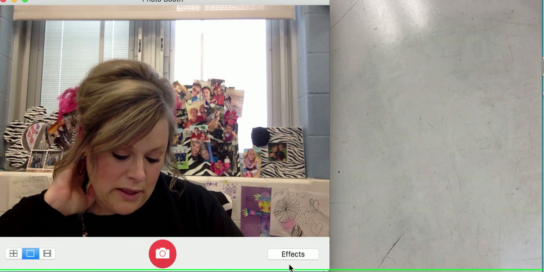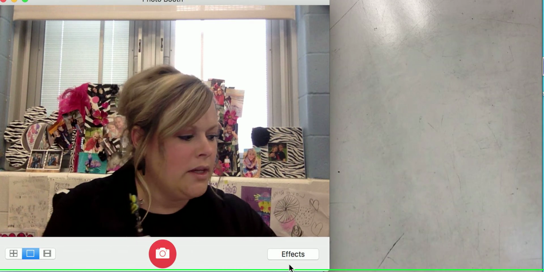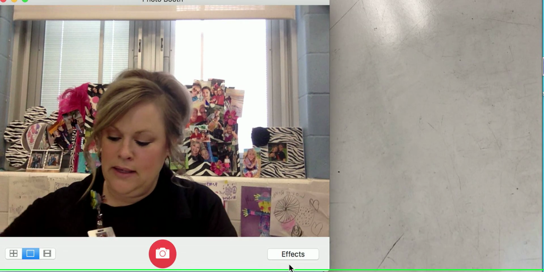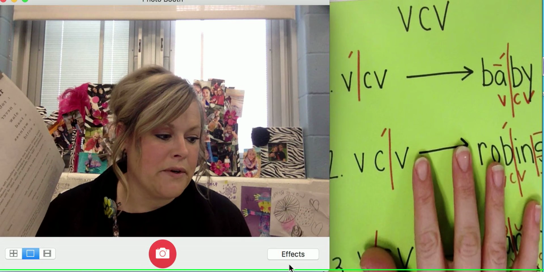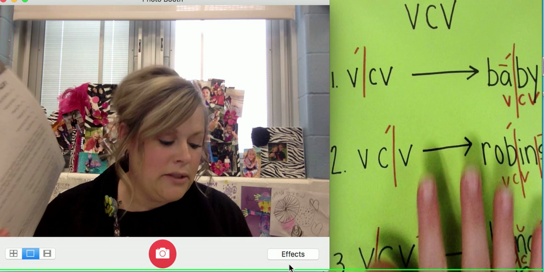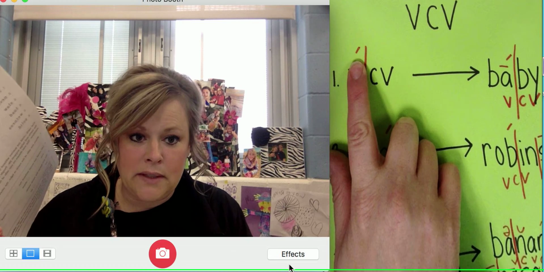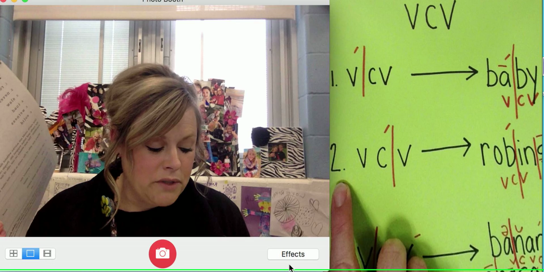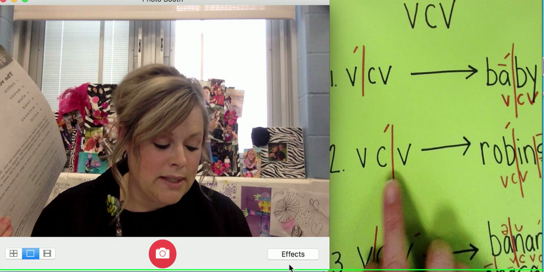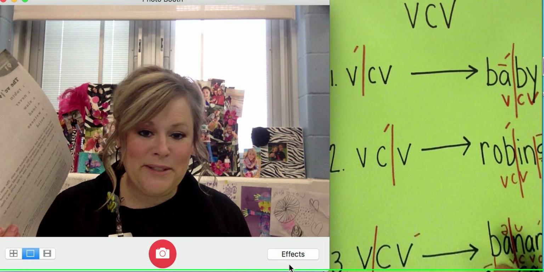Today we're going to do part 2 of the lesson that we did yesterday. This won't be a very long one. It's again review of that VCV pattern. Just to remind you really quickly, when you see the VCV pattern, the first choice is to have that division line after the vowel, accent the first syllable, like in the word baby. Now our second choice that we've just learned is after the consonant, which is going to make that vowel short sound. Okay, so we're going to talk about that again today.